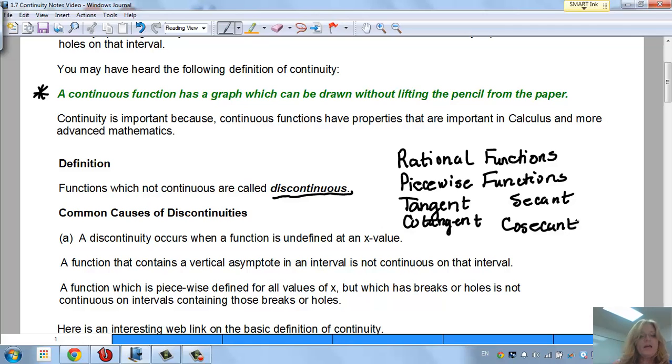A discontinuity occurs when a function is undefined at an x value. So usually when we're looking at our interval, you're looking at an x value interval. Okay? A function that contains a vertical asymptote is on an interval that is not continuous because there's a hole in it. A function which is piecewise defined for all values of x, but which has breaks or holes, is not continuous on intervals. Okay? So basically, we usually don't say the words not continuous, but discontinuous.